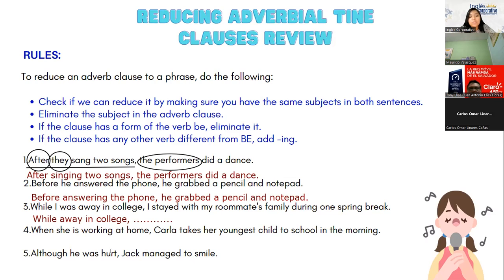Although he was hurt. A pesar que estaba lastimado, a pesar que estaba dañado. If I say "although hurting," that is bad, it is wrong. Yes, "hurting" is incorrect. You need to leave it like that.